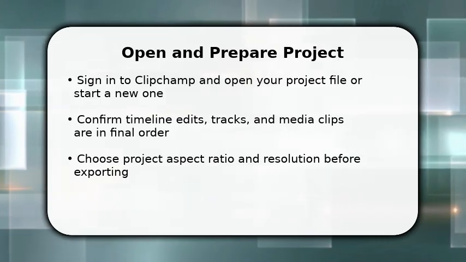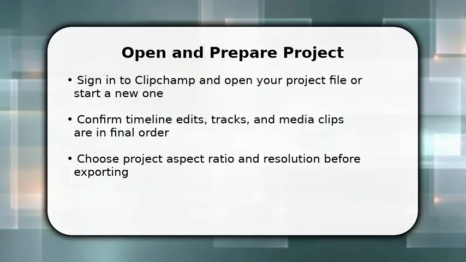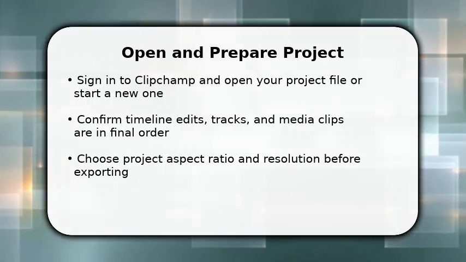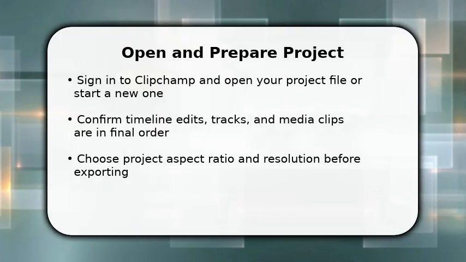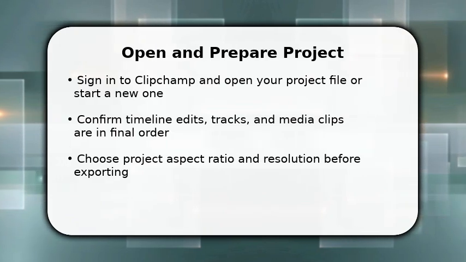Once done, set the aspect ratio and resolution. Pick 16:9 for YouTube or 9:16 for mobile, and confirm playback looks smooth at full preview. Make sure autosave is on so you won't lose recent changes, and then move straight to the export controls on the top right.